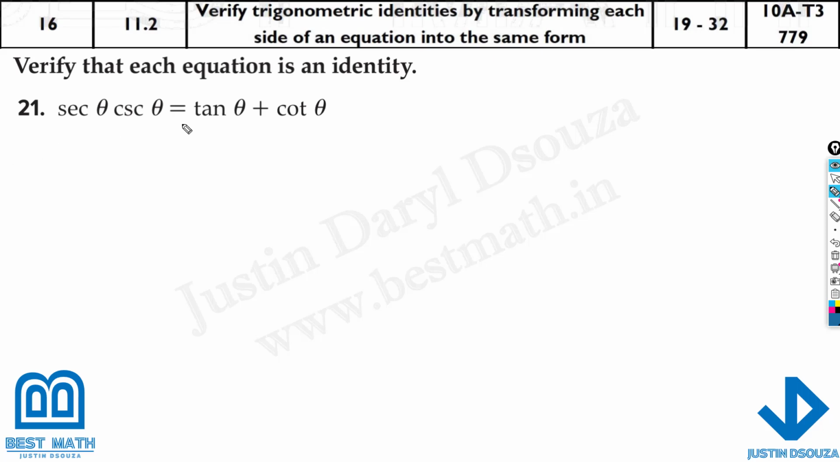Now what about secant theta plus cosecant theta equals tan theta plus cotan theta? Secant is 1 by cosine theta, and cosecant is 1 by sine theta, that is equal to tan theta, which is sine theta by cosine theta, plus what is cotangent? It is the inverse of this, the reciprocal of this, cosine theta by sine theta.